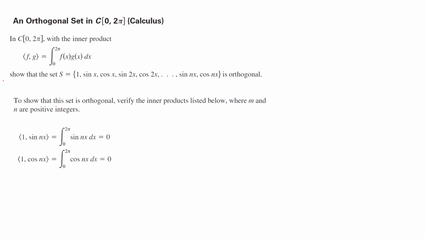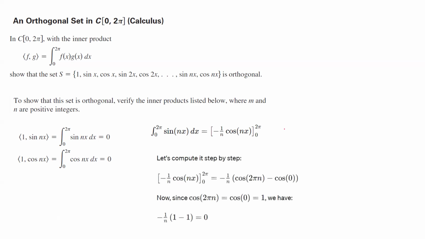If you start by finding the inner product between 1 and sine nx, this is the definite integral from 0 to 2 pi of sine nx dx, which is 0. If you find the inner product between 1 and cosine nx, this is the definite integral from 0 to 2 pi of cosine nx dx, which is 0. But why is that? For example, the definite integral from 0 to 2 pi of sine nx dx can be written, from calculus, as -1/n cosine nx from 0 to 2 pi. If you plug in 2 pi, then 0, this is basically equal to 0.